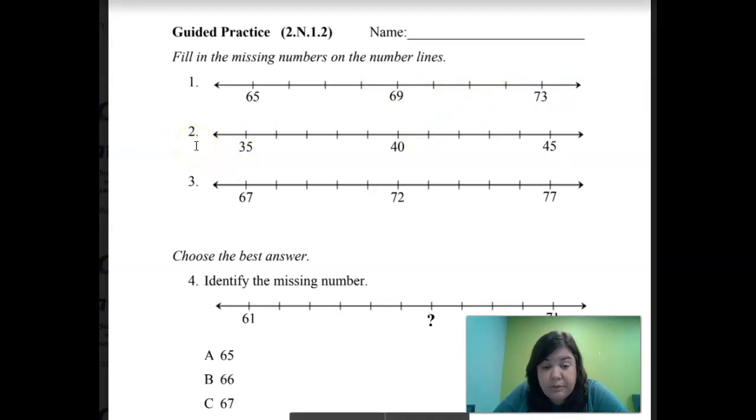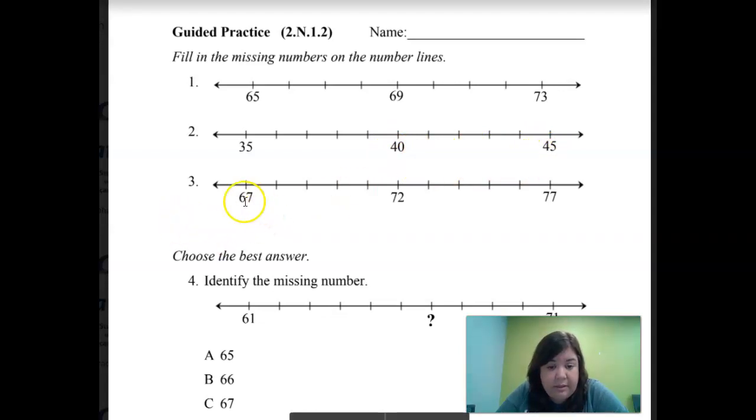Put number 2 on your whiteboard. And you're going to tell me the 3 numbers. I'm sorry, this one has 1, 2, 3, 4. The 4 numbers between 35 and 40. And then the 4 numbers between 40 and 45.